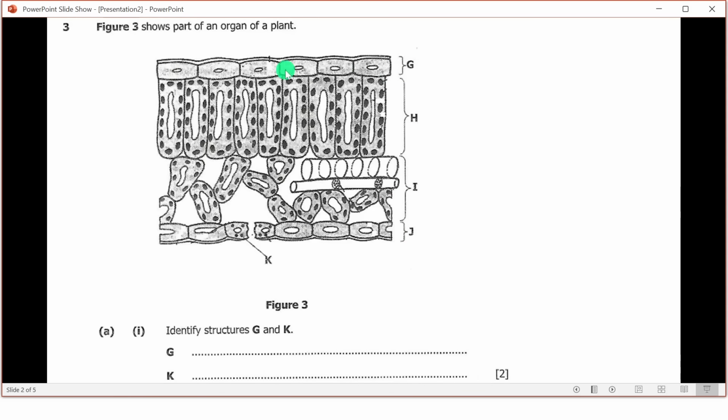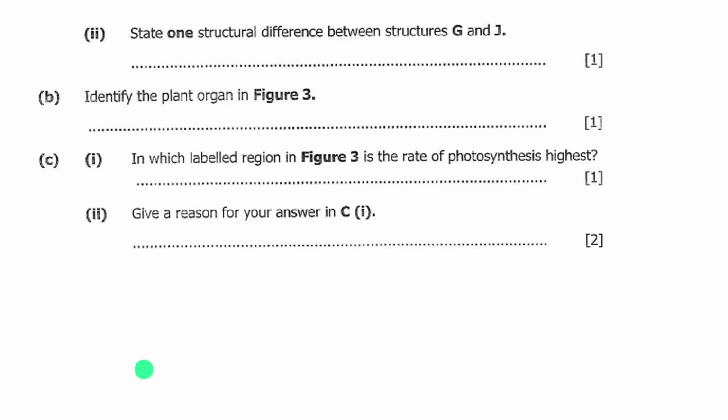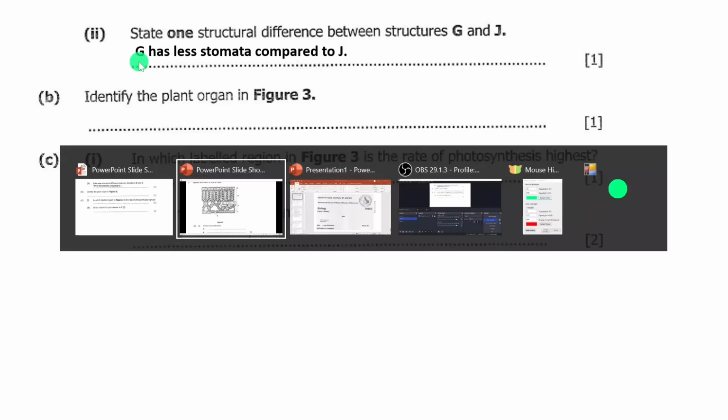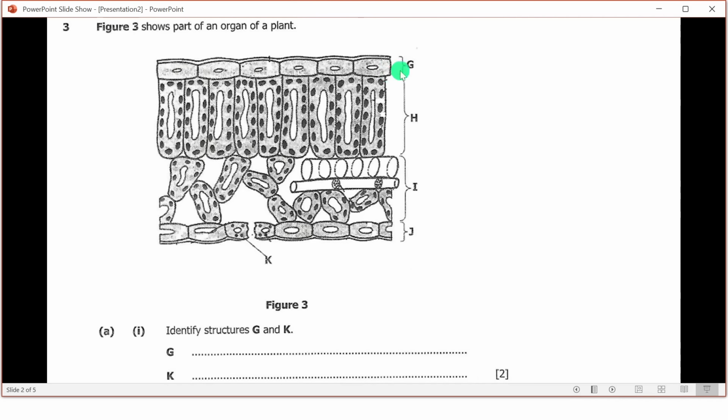So this is actually the upper epidermis and the lower epidermis. We have to understand that one structural difference is that G has less stomata compared to J. When you compare G, which is this part here, and J here, we are saying that G has less stomata as compared to J. So J would have more stomata or openings, while G will have less stomata or openings.